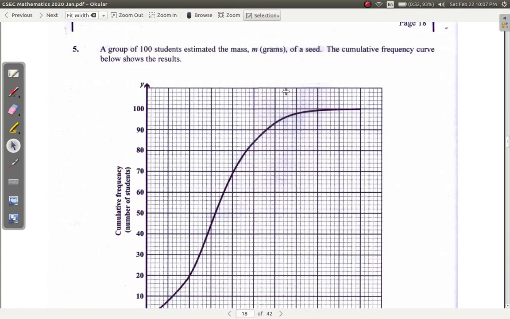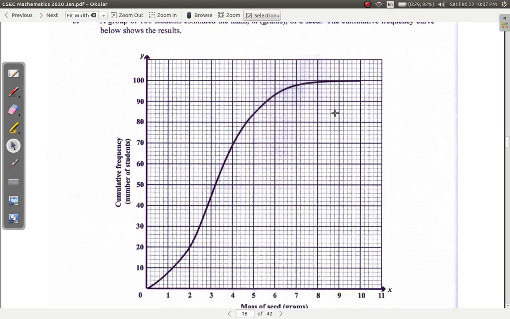Let's look at question 5 of the CSEC Mathematics 2020 past paper, January. It says a group of 100 students estimated the mass m grams of a seed. The cumulative frequency curve below shows the result. Alright, that's the cumulative frequency curve. This is the general shape of it.